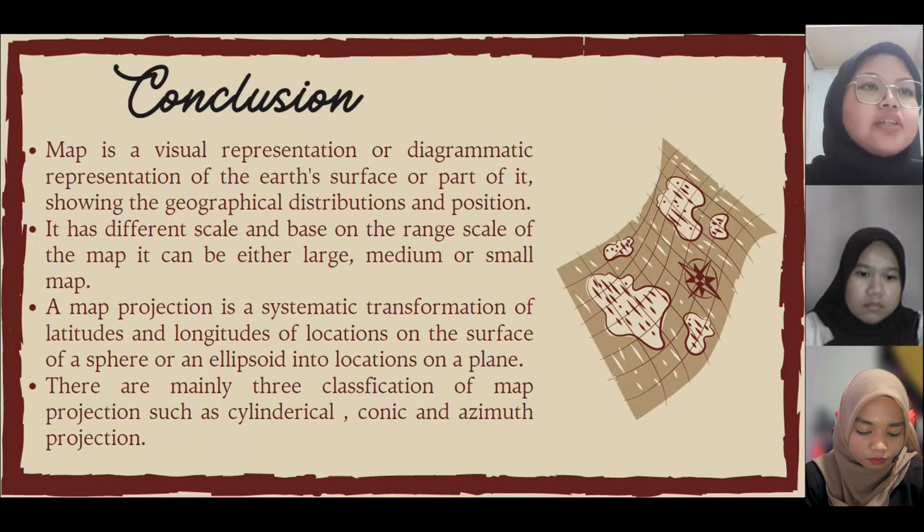There are mainly three classifications of map projections: cylindrical, conic, and azimuthal projection.